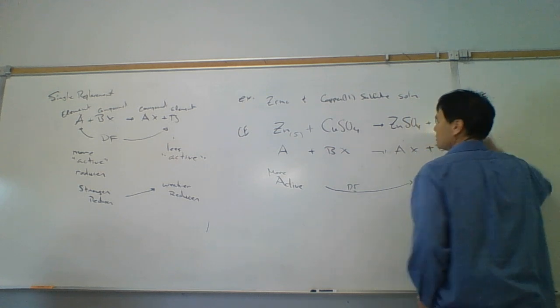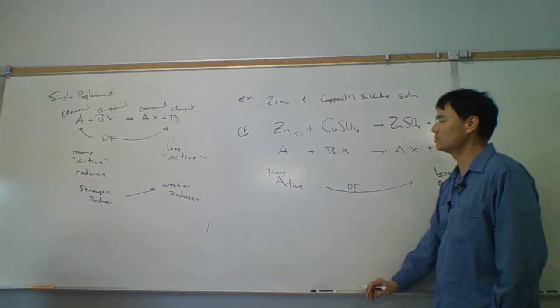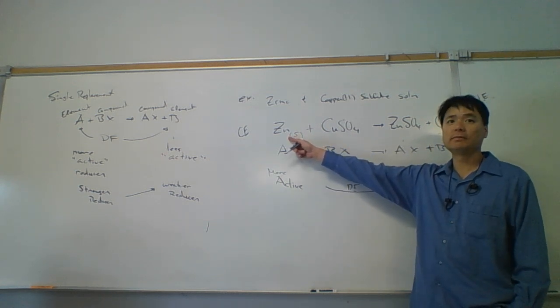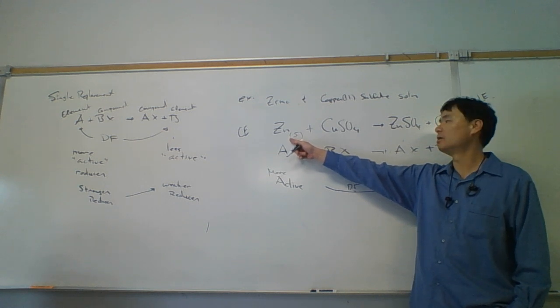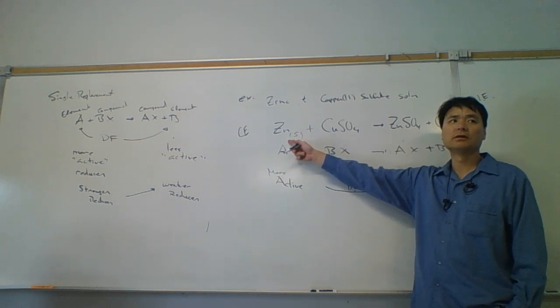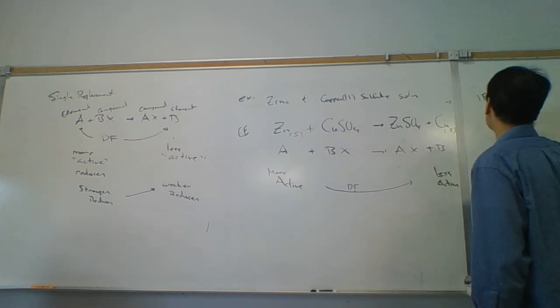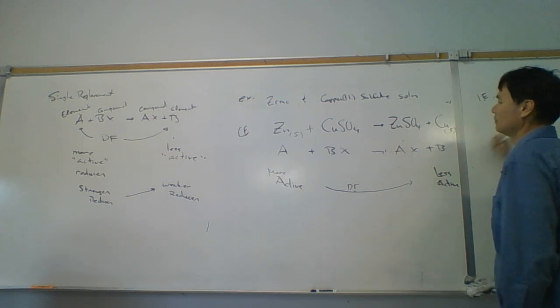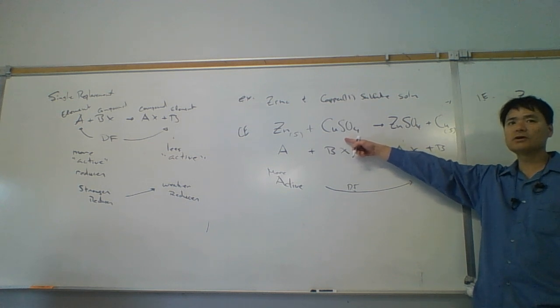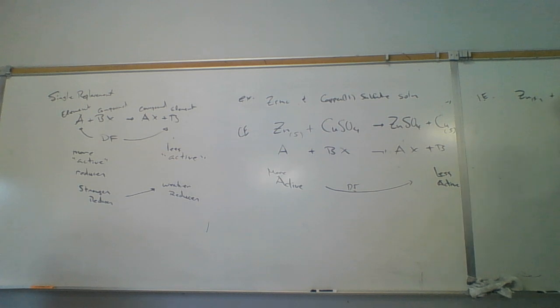For the IE, we just ionize the strong electrolytes: strong acids, strong bases, and the soluble salts. So is zinc a strong acid? No. Is it a strong base? No, it's not a strong base. Is it a soluble salt? No, it's an element. It's not even a salt. So it's zinc. We leave it alone. Copper 2 sulfate. Strong acid? No. Strong base? No. Soluble salt? Yes. So the soluble salt, we're going to split it up.